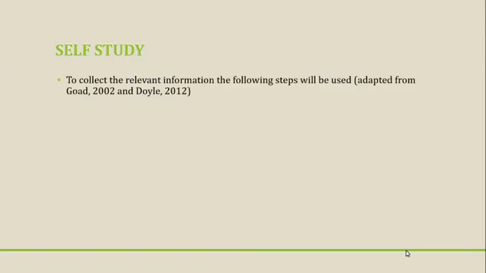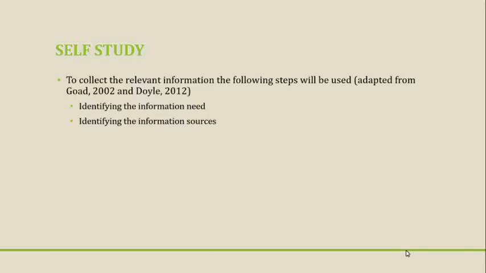So to help you to conduct the self-study stage, we'll look at the following steps. These have been adapted from Goad and Doyle, which are two information literacy researchers. Goad used a 16-stage approach, whereas Doyle uses 10 steps. So we've tried to identify the common steps to both and which might be appropriate for a PBL situation. So the main steps are identifying the information need, which we will do in this lesson.